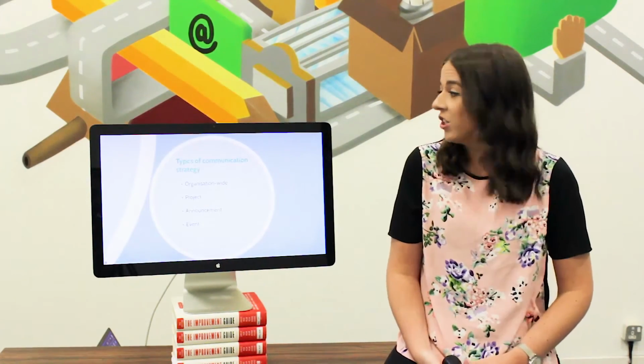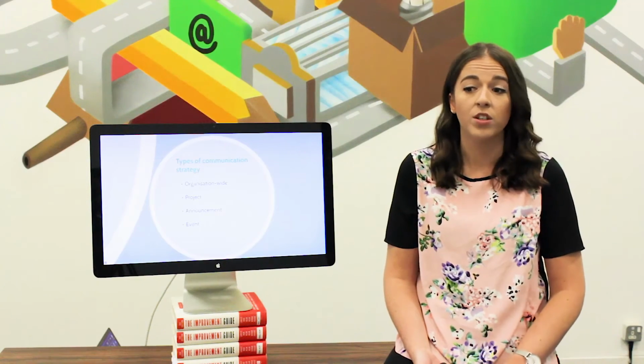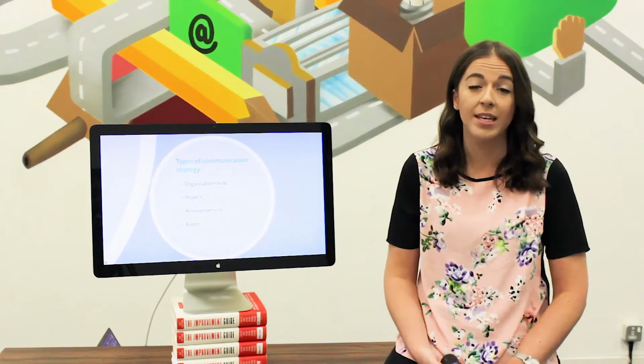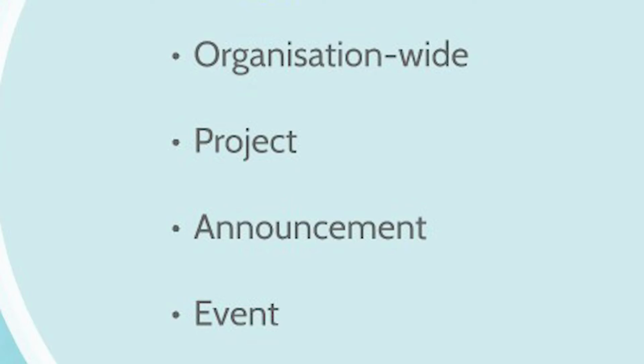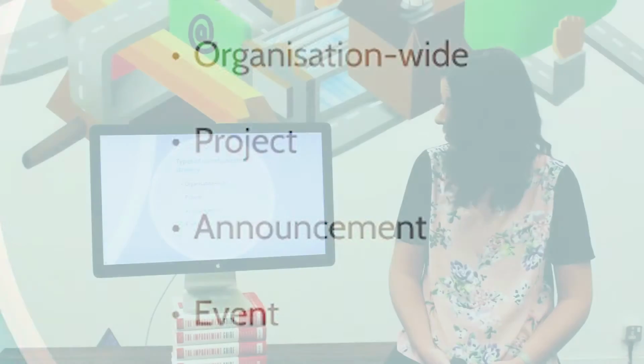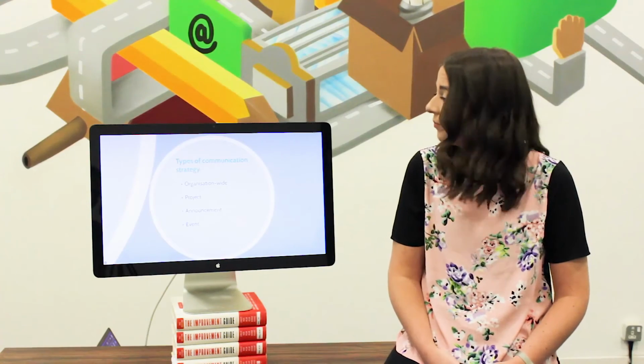So the types of communication strategy, they can be organisation-wide, so this can be on a very brand level, so it could just be telling your audience about the key selling points of your brand. It could be about a particular project that you're working on at the moment. It could be an announcement, maybe you're opening a new building within your office, so you want to communicate that to an internal audience, or about an event that you're running, and again, that can be internal and external.